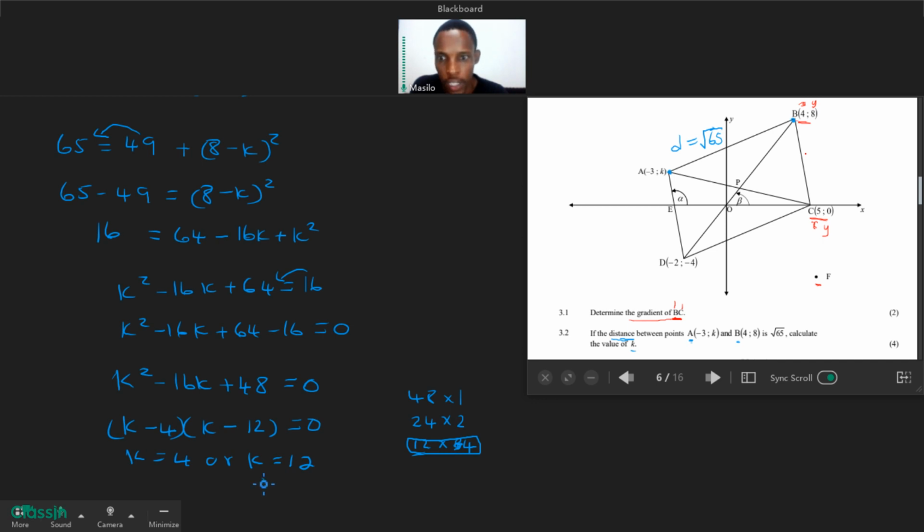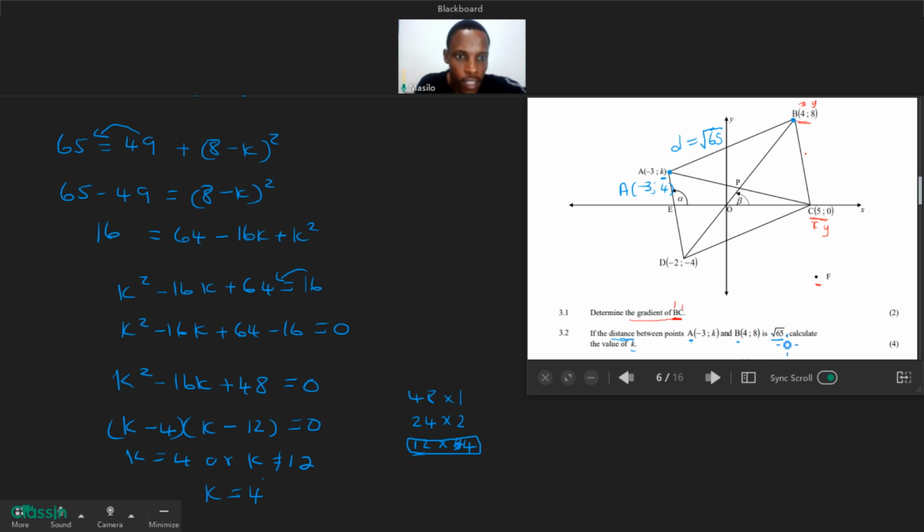But then now we are going to check for a. Already we know we have positive 12 and positive 4. But if you check, this point is below 8, it means that it can't be 12, but it must be k is equal to 4. So meaning that the coordinates here, point A is negative 3 and 4. Now, that is how you calculate the distance between 2 points.